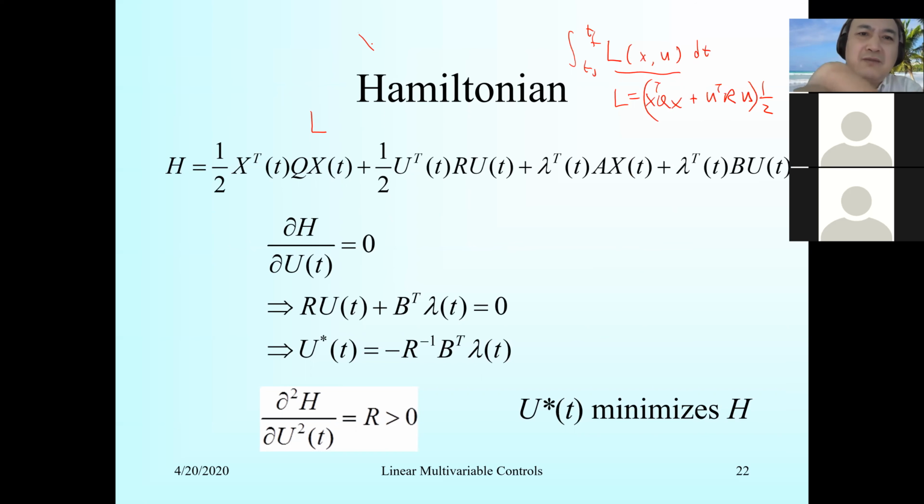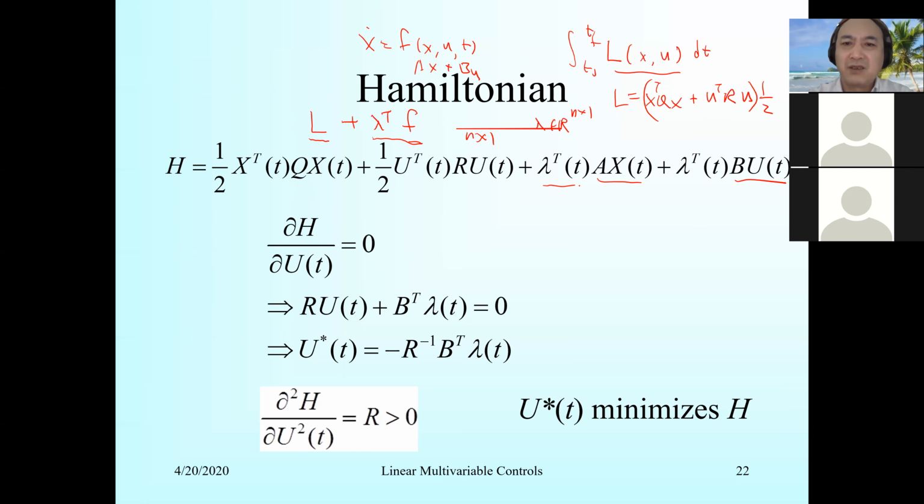But you have the original system, x dot is f(x, u, t). In this case, it's the special case of Ax plus Bu. So in this case, H is L plus lambda transpose f. L is a scalar, f is not. f is n by one. Therefore, we need to define a lambda transpose, where lambda is also n by one, so lambda transpose is 1 by n. So the whole thing, lambda transpose f, is a scalar. So this is lambda, this Ax plus Bu, and the lambda. So that is H.